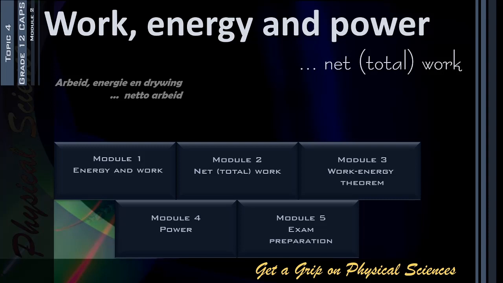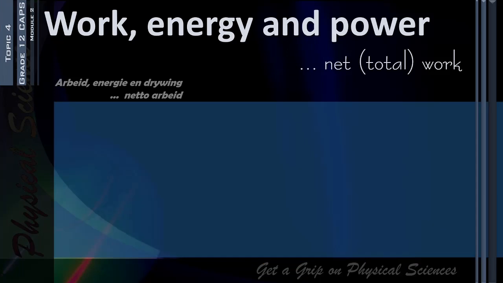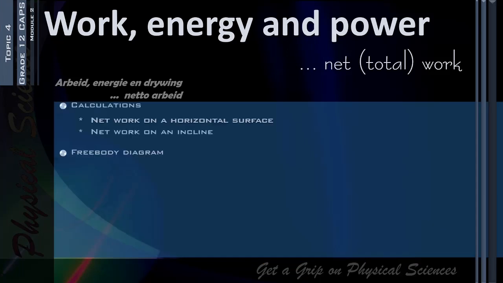In the second module, we're going to look at methods and concepts that you've done in the topics of vectors and Newton in grade 11, and we will also discuss how to use those methods and concepts in order to calculate the net work or the total work done on an object. We will look at calculations to calculate the net work on a horizontal surface, and then also to calculate the net work on an incline.